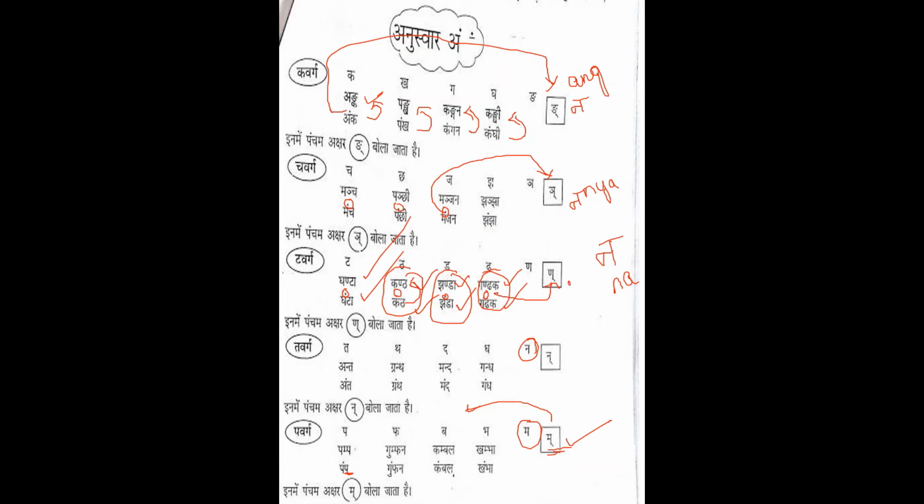This is murdhanya na. Normally, you will not make any mistake if you say na. For pa, ba, ma, you check. I will use the pen again. Only I will be able to teach you.